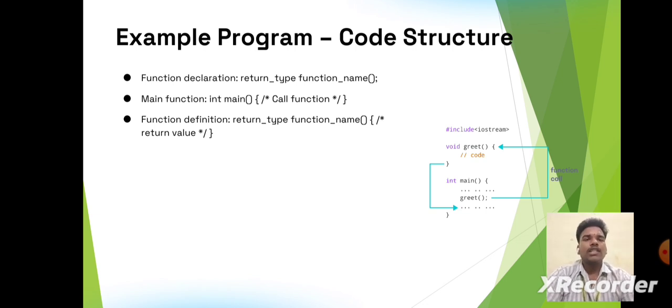The function declaration type is return_type function_name and parentheses. Main function: int main, and function definition: return_type function_name.